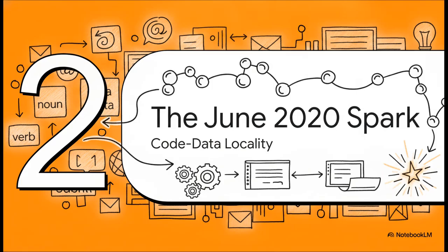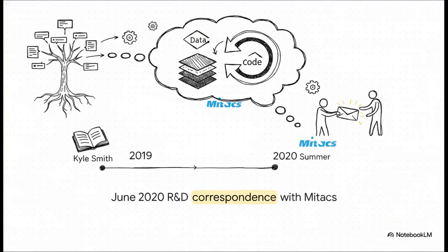What if you could put those nouns and verbs right next to each other in cohesive sentences? Let's rewind to the R&D phase of C3DB in the summer of 2020. This is literally the exact moment the foundation of code data locality was established. It happened during a pivotal, documented email exchange between legal scholar and researcher Kyle Smith and Nolan Buys over at the research organization Metax. Smith was basically trying to articulate a completely unified architecture.